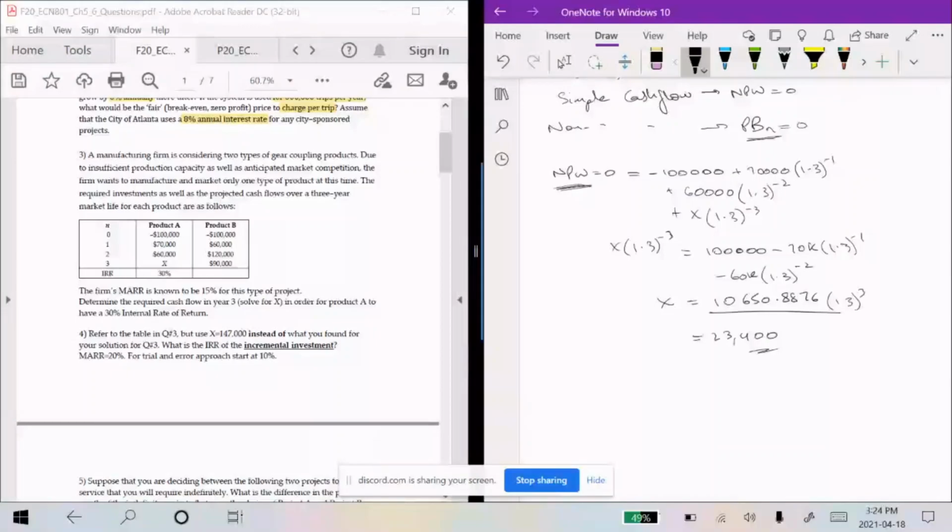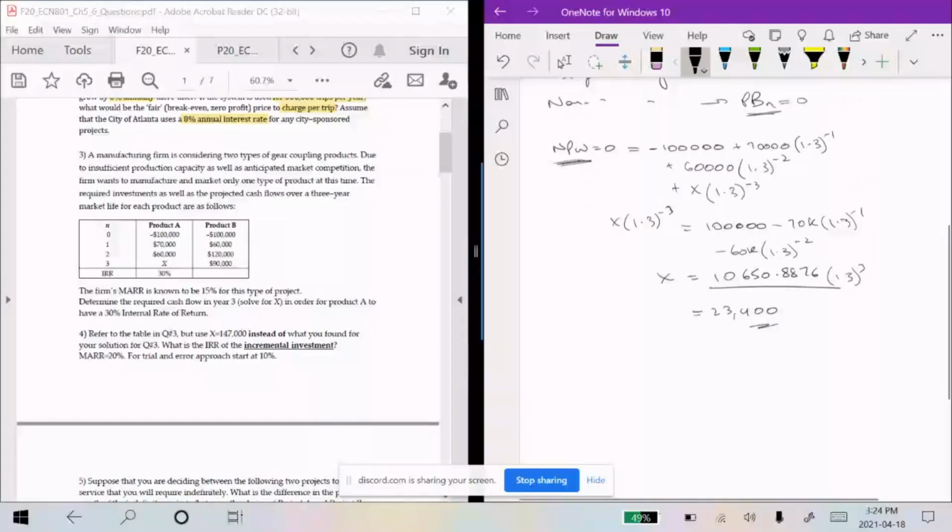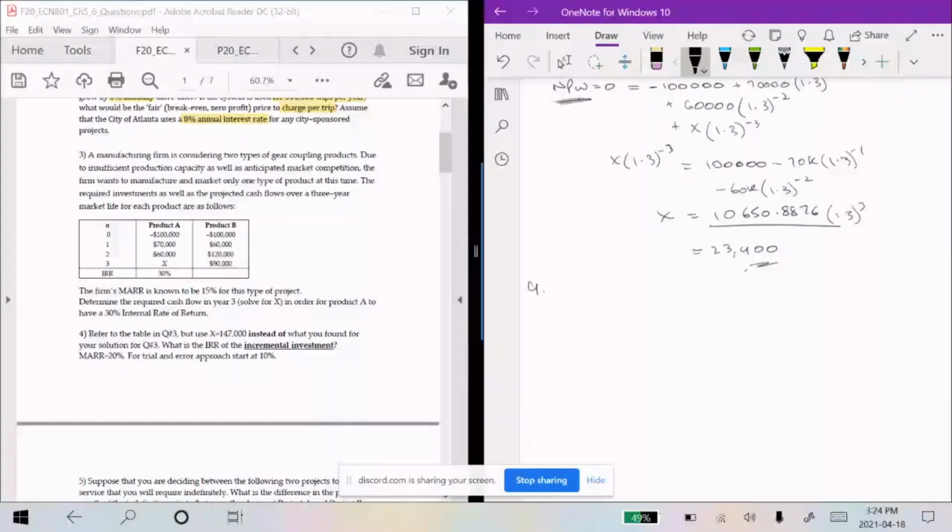Alright, so if there's no questions, I'll move ahead. Question number 4. So now they tell us to use X equal to 147,000 instead of what you found. So our cash flow would be N0, 1, 2, 3. A, it would be negative 100,000, 70,000, and 60,000.